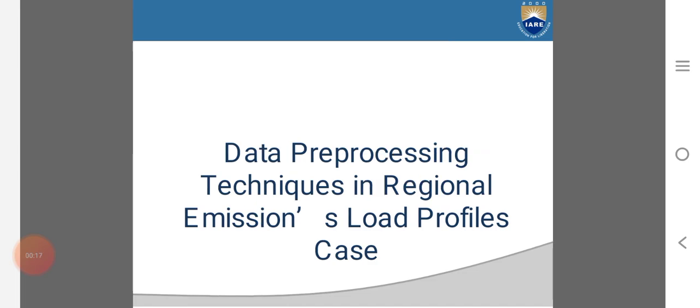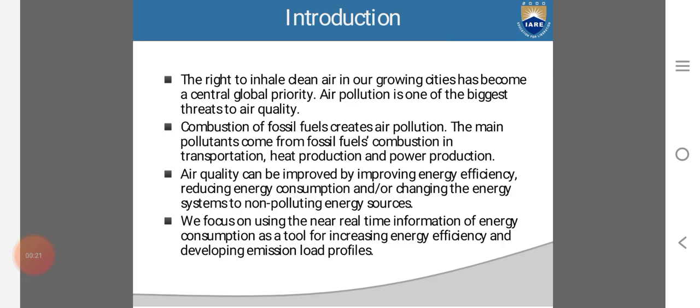Data pre-processing techniques in the regional emission load profile case. Here is the introduction. The right to inhale clean air in our growing cities has become a central global priority. Air pollution is one of the biggest threats to our air quality. Combustion of fossil fuel creates air pollution. The main pollutants from fossil fuel combustion come from transportation, heat production, and power production.